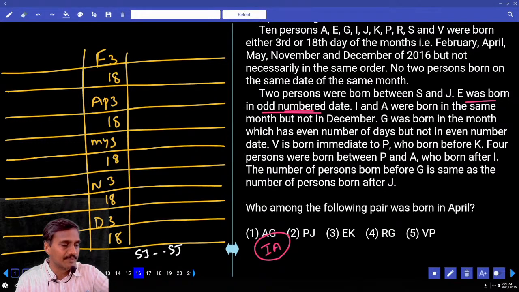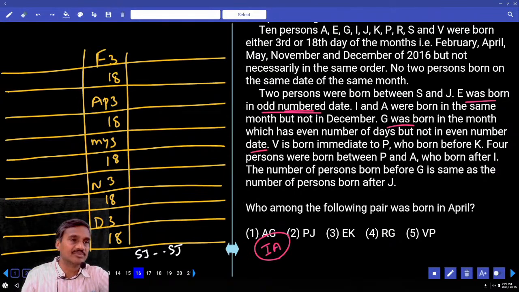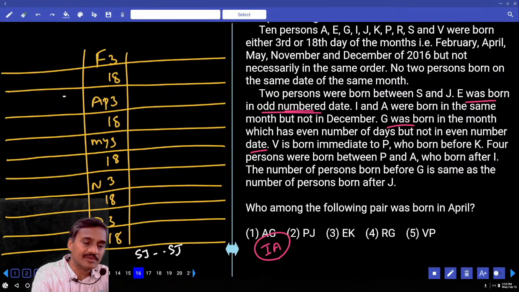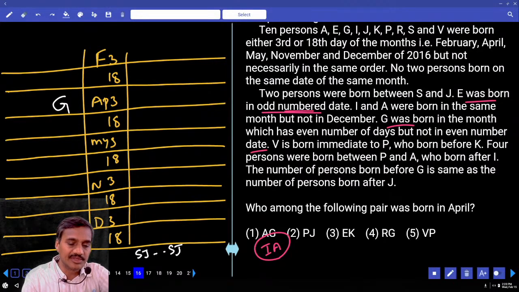What is the next information we have? G was born in the month which has an even number of days but not on an even number date. Even number of days means 30. But not on an even number date. Hence G must be on an odd number date in the month of April or November.